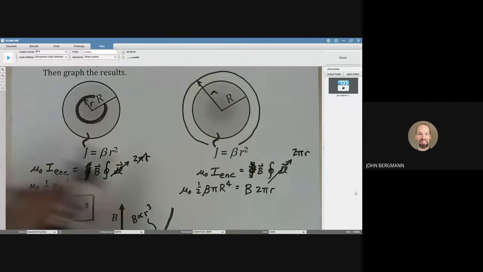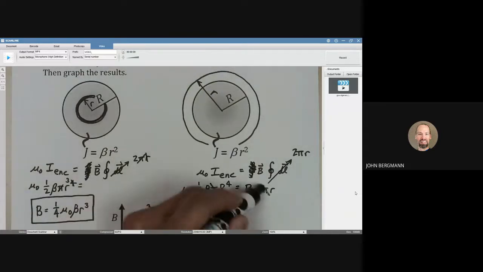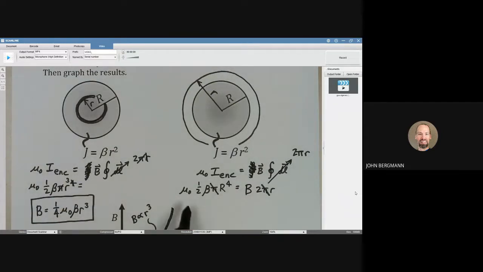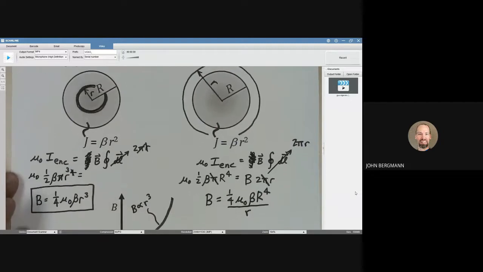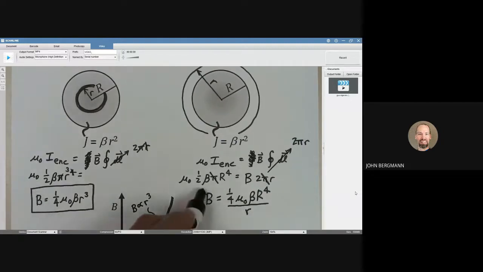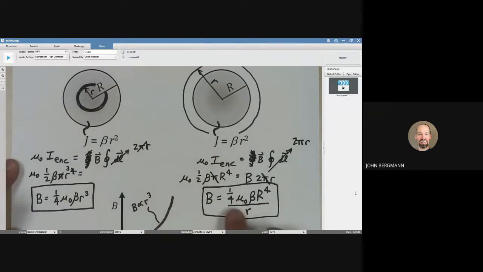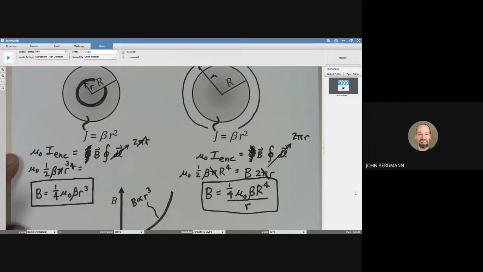And what happens here? Not as much cancels. The pi cancels. The 2 can go in the denominator there. So the magnetic field strength for this case, I believe, is going to be 1/4 mu naught beta R to the fourth, and then there's a factor of r in the denominator. I could put that 4 in the denominator next to the r, but that's good enough for now. If you want to make it look a little prettier, you can put the 4 right here next to the little r in the denominator.